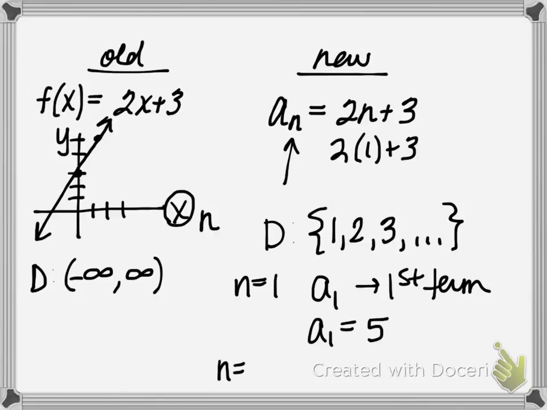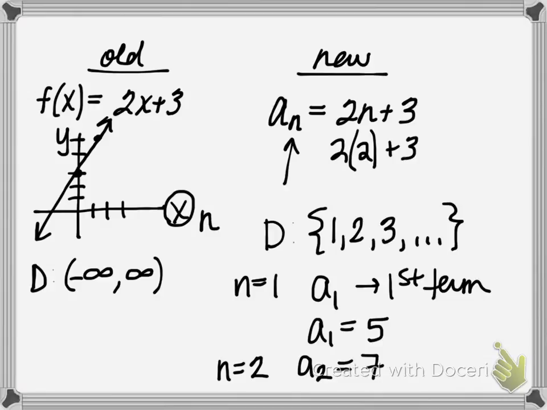Then if we were to let n equal 2, we'd be finding a sub 2, which represents the second term of the sequence. So now if we input positive 2 for n, 2 times 2 plus 3, my second term is 7. And we would continue doing that until we have several terms in the sequence so that we could see what the pattern would be.